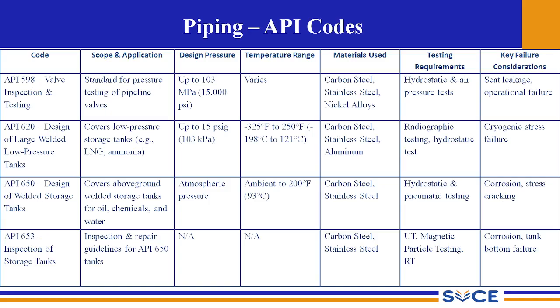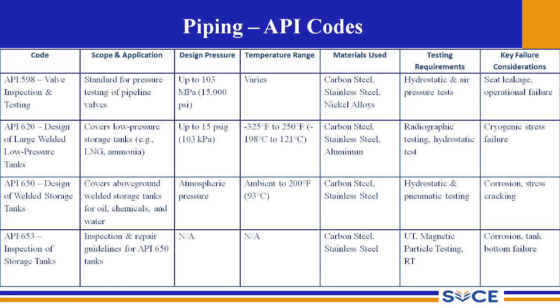Then API 650, it is for the design of welded storage tanks. So it covers the above ground welded storage tanks for oils, chemicals, and water. The design pressure is atmospheric pressure, and the temperature range is the ambient temperature range. The failure considerations will be the corrosion and stress crack.